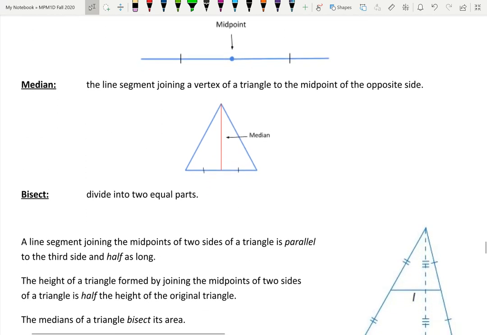And then there's a median, which is a line segment joining a vertex of a triangle to the midpoint of the opposite side. So here's the midpoint of this line segment, and a median connects that midpoint to its opposite vertex. The word bisect means dividing into two. So a midpoint bisects a line segment. The median bisects the triangle into two.